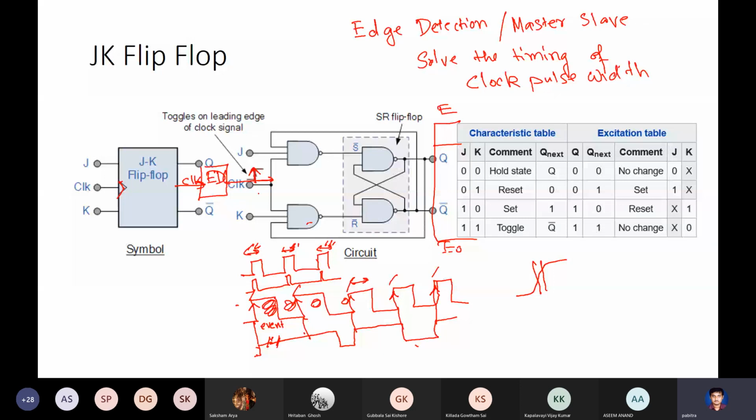So this kind of edge triggered flip-flop is denoted by this kind of wedge. This is the symbol for a positive edge triggered flip-flop. If you have a small bubble here, it's called a negative edge triggered flip-flop. That means the transitions will happen at the negative edges, down edges, or the trailing edges. And the rest is the same.